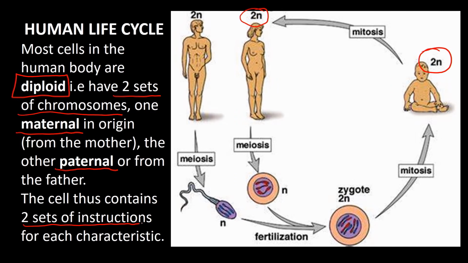So, in every single cell in your body, you have got two sets of instructions for each characteristic. For example, you inherit a gene for eye color from your father and a gene for eye color from your mother. And in the section on genetics, you probably had a look at how those two genes interact with each other to give you your particular eye color that you have.